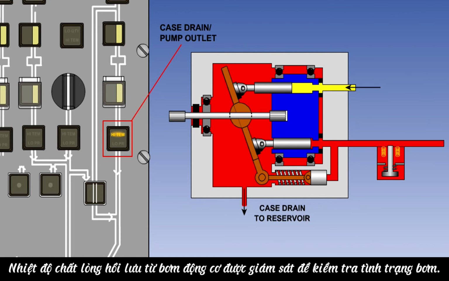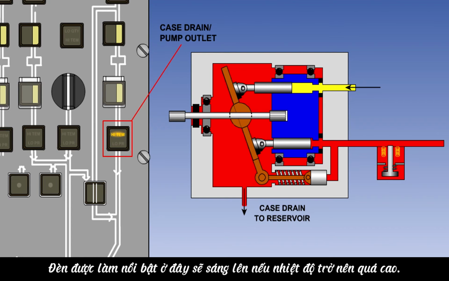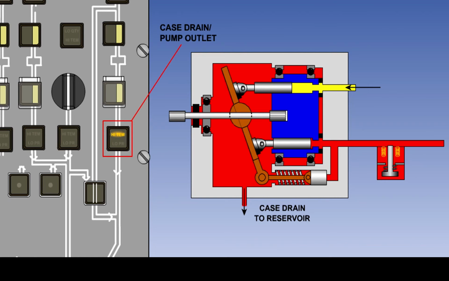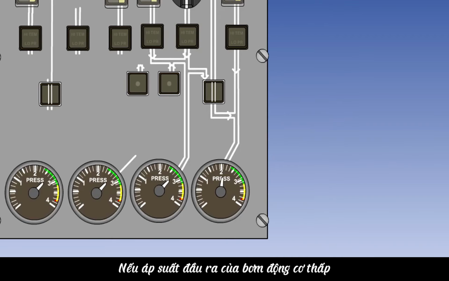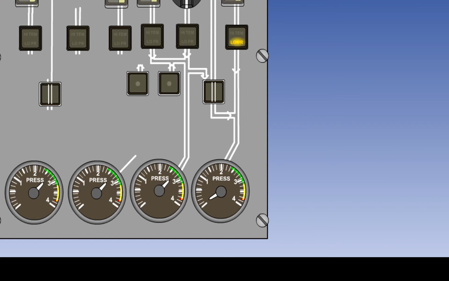The engine-driven pump case drain return fluid temperature is monitored in order to check pump condition. The lights highlighted here illuminate if the temperature becomes excessive. If the engine-driven pump outlet pressure is low, then a pressure-operated switch will illuminate the pump low-pressure light.